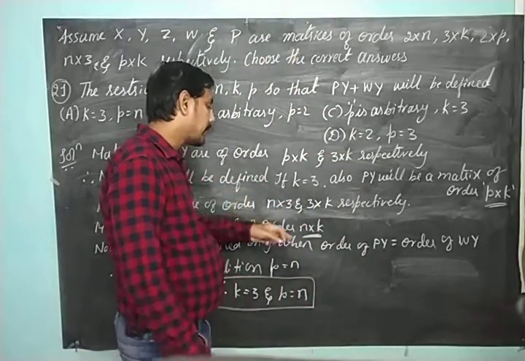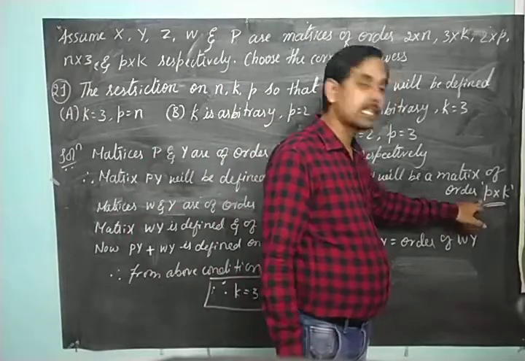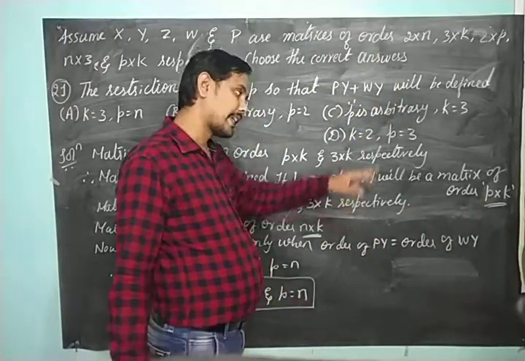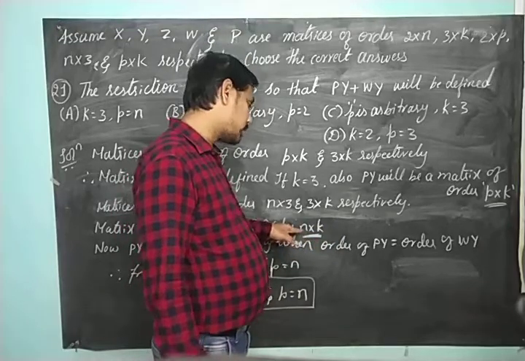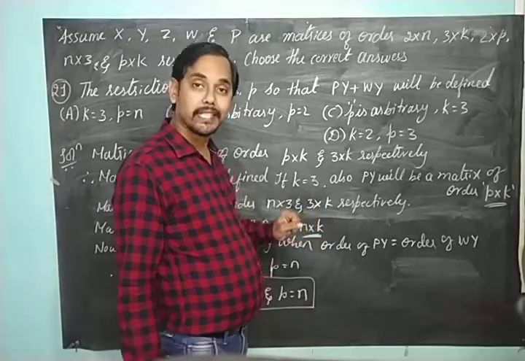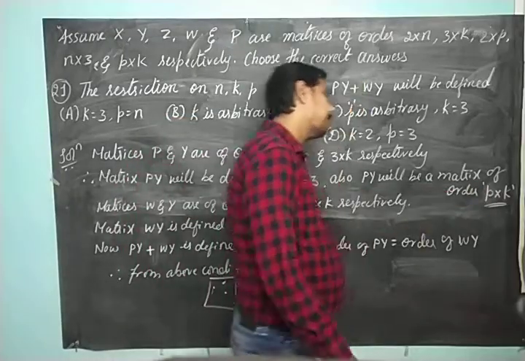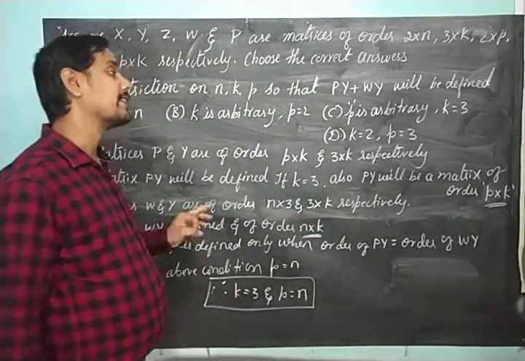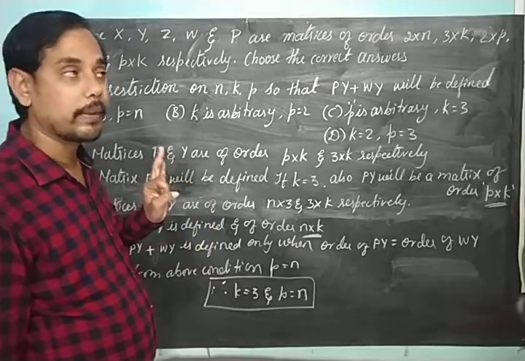Here the number of rows is n, and there the number of rows is p. Here the number of columns is k, and there also k. That k and k are equal, so the columns are equal. Similarly, rows also should be equal. So what do we get from this information? We can say that n is equal to p.